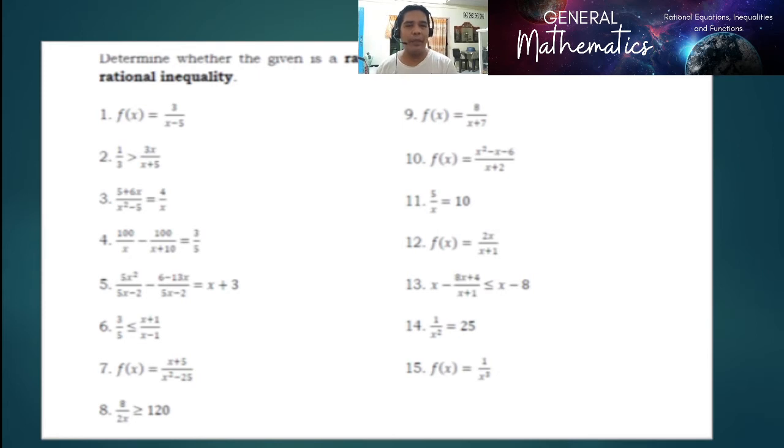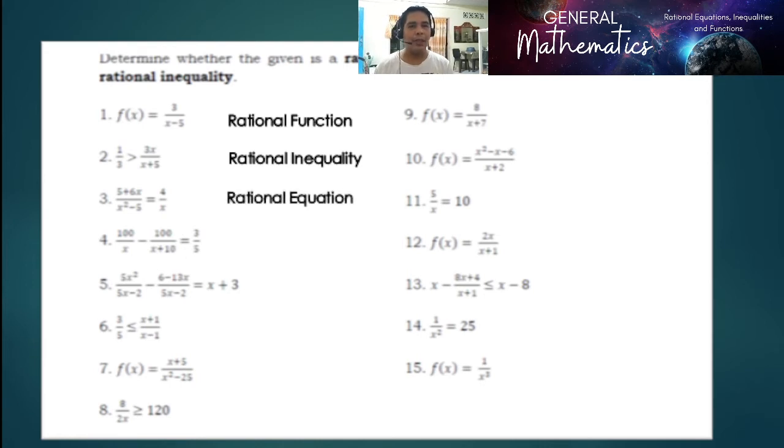So let's answer number 1. Number 1, f of x equals 3 over x minus 5. That is a rational function simply because may f of x, tsaka equal sign ang ginamit. Number 2, napakadali kasi gumamit na siya ng inequality symbol, therefore it is rational inequality. And then number 3, gumamit siya ng equal. So ano lang ang possible na answer diyan? Dalawa lang ang possible na answer, a rational function and a rational equation. So alin sa dalawa? The correct answer is rational equation kasi wala namang f of x or y.